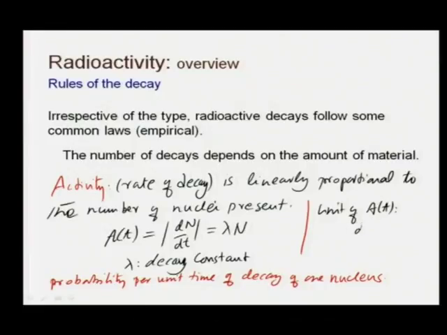The unit of activity A is decays per second. There is another commonly used unit called the Curie, in honor of Marie Curie, who did a lot of work in radioactivity and won 2 Nobel Prizes for it. So, the Curie, denoted as Ci, is defined as 1 Curie equal to 3.7 times 10 power 10 decays per second.